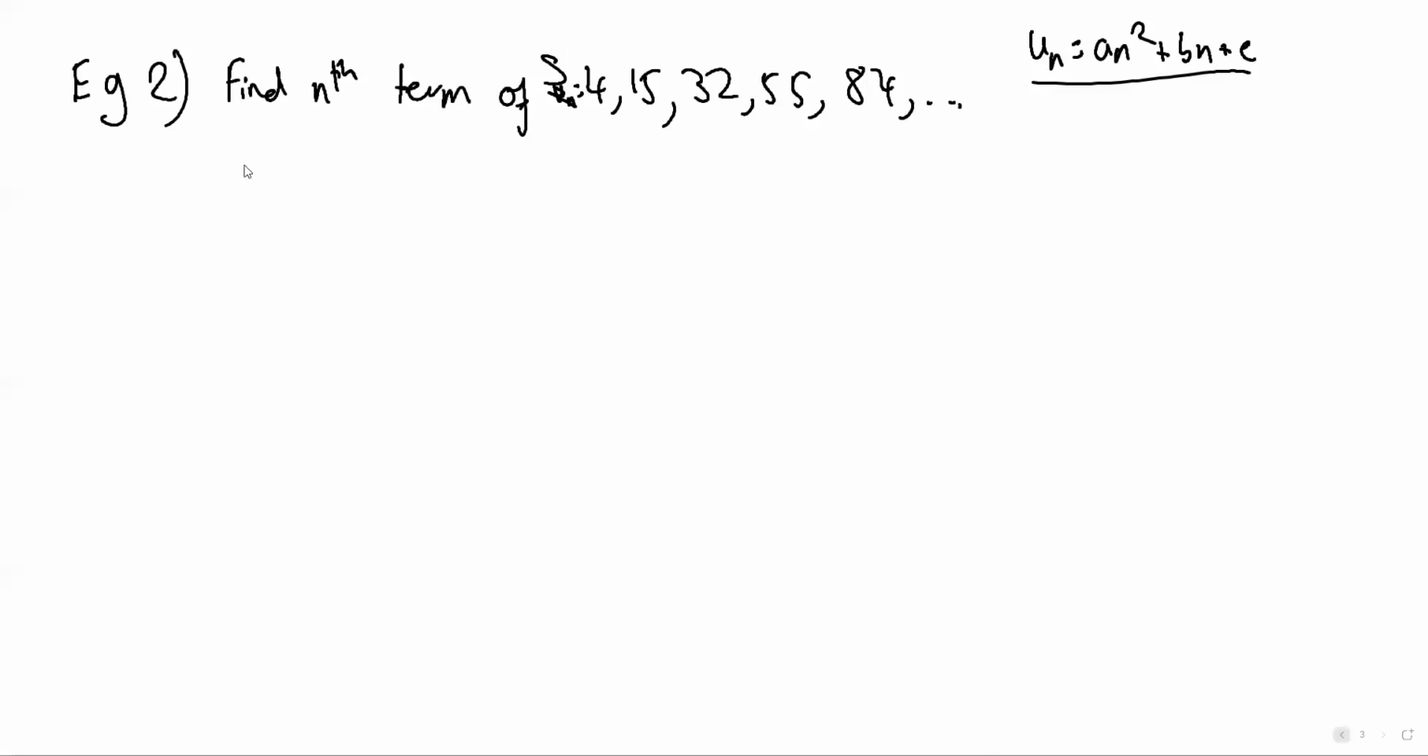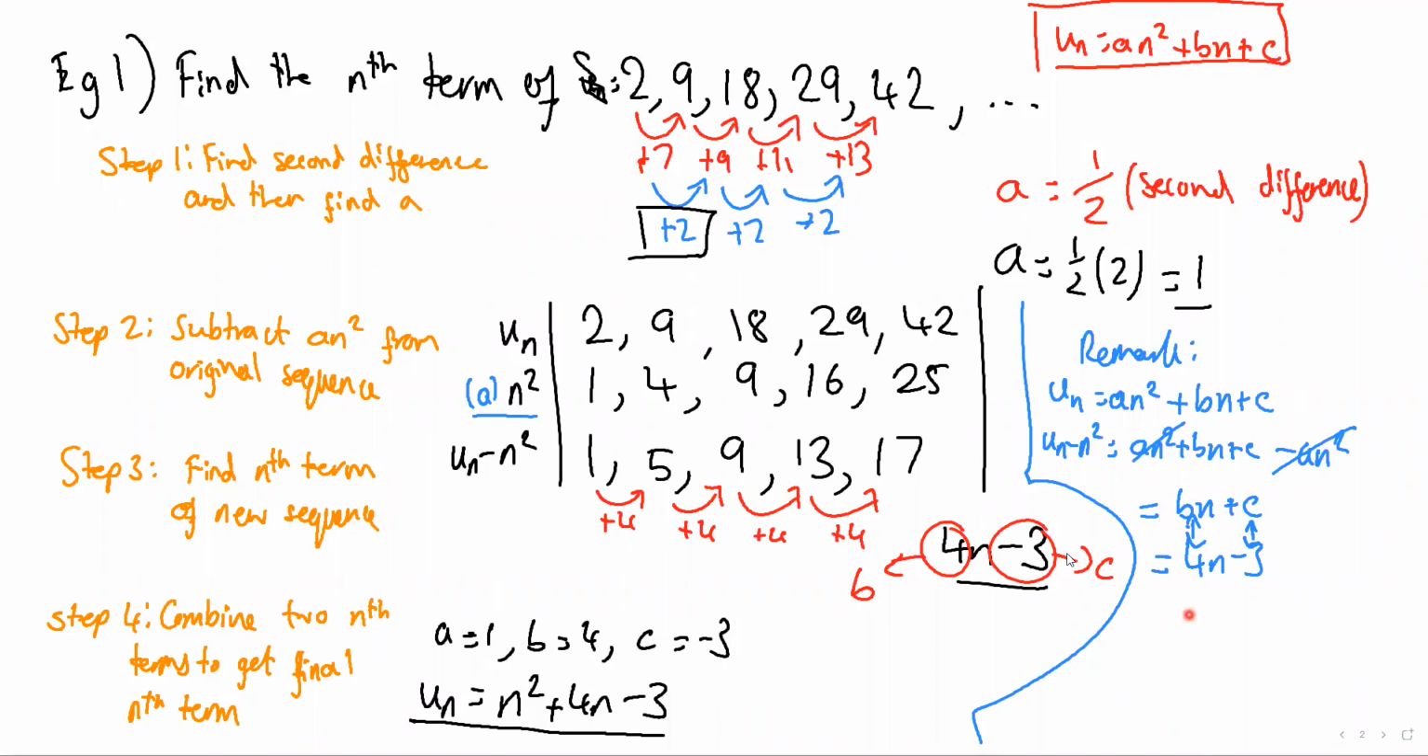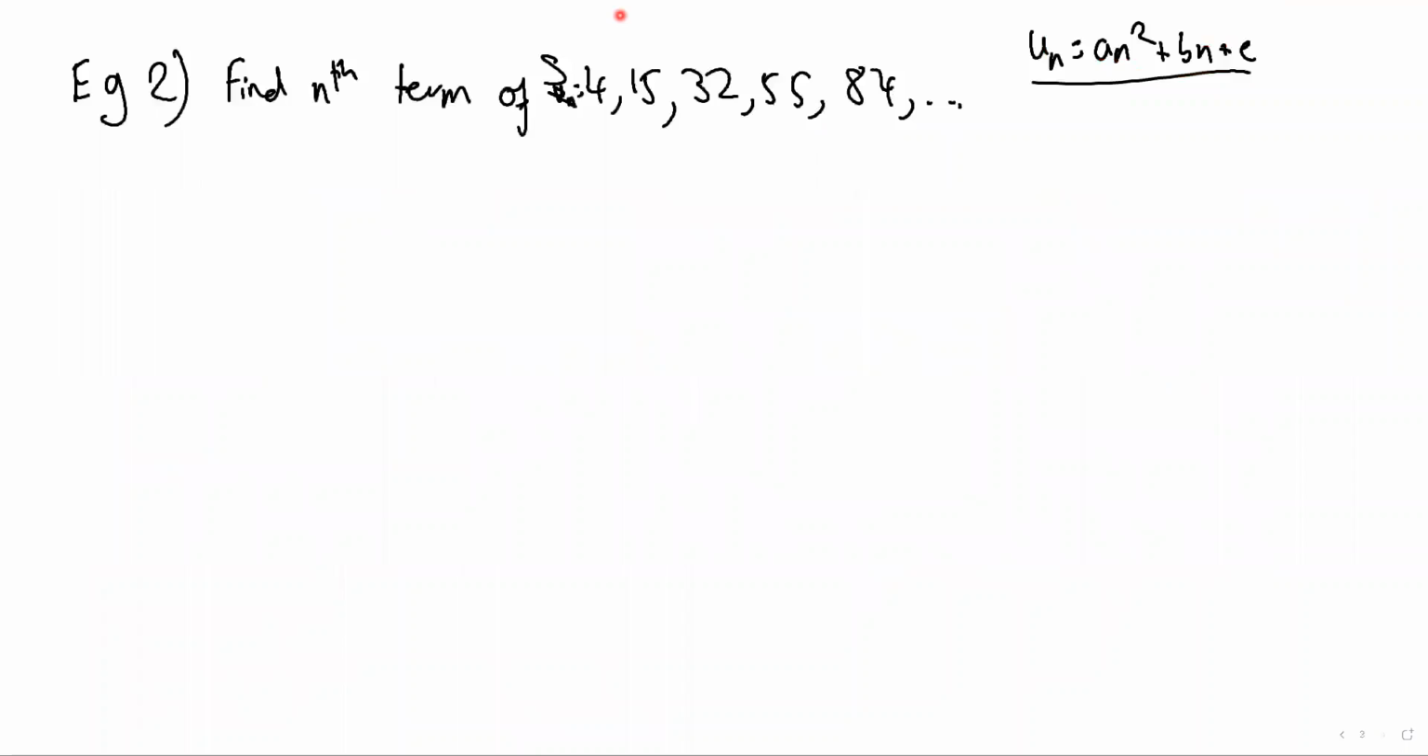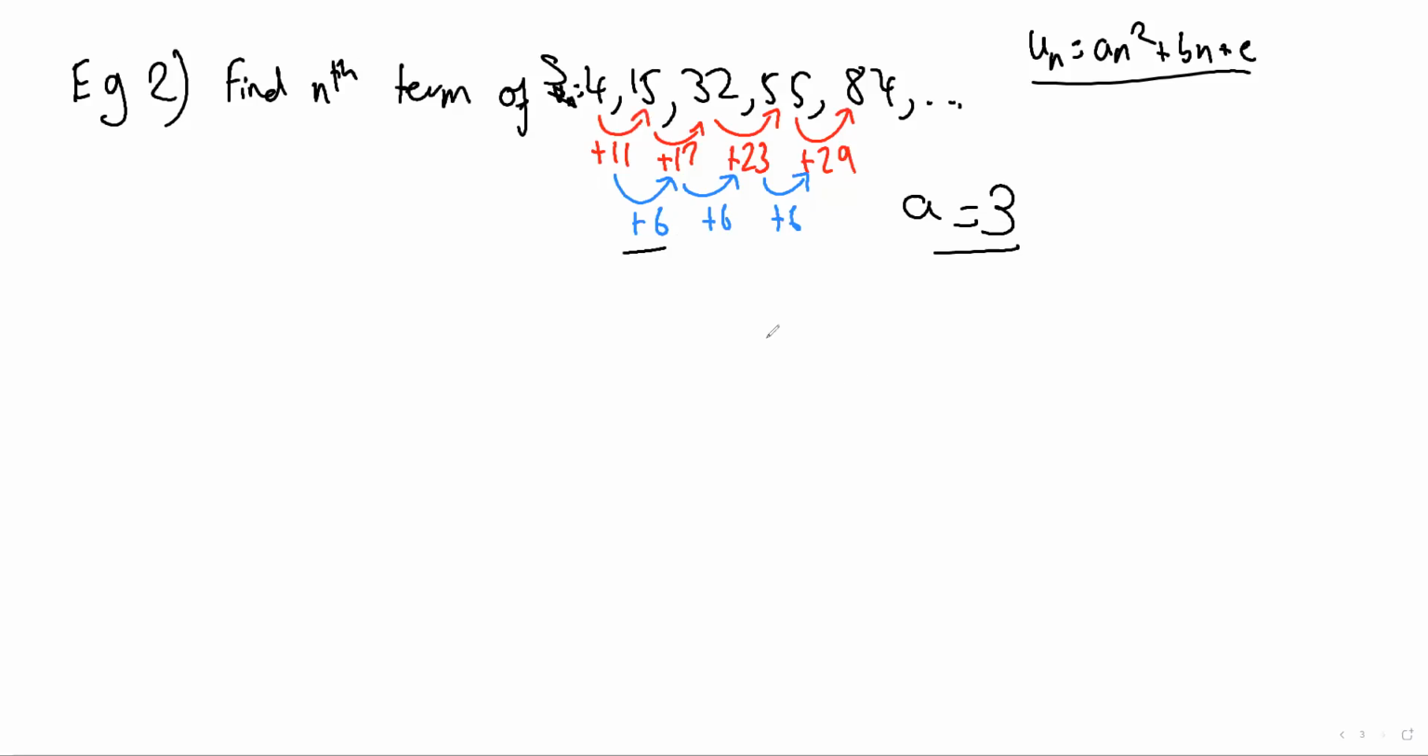So let's remember our first step: to find the second difference and then find a. Let's find our first difference. In this case, we're adding 11, then 17, then 23, then 29. Now let's find our second difference. It's plus 6 each time. To find a, we know a equals half of the second difference, so half of this, which will be 3. So we found a.